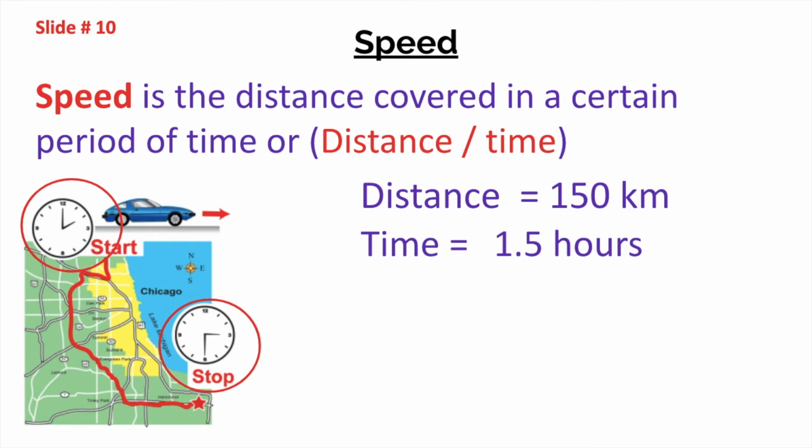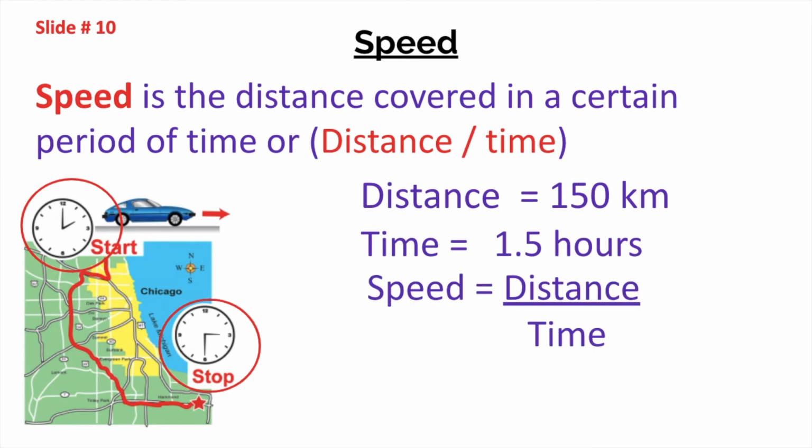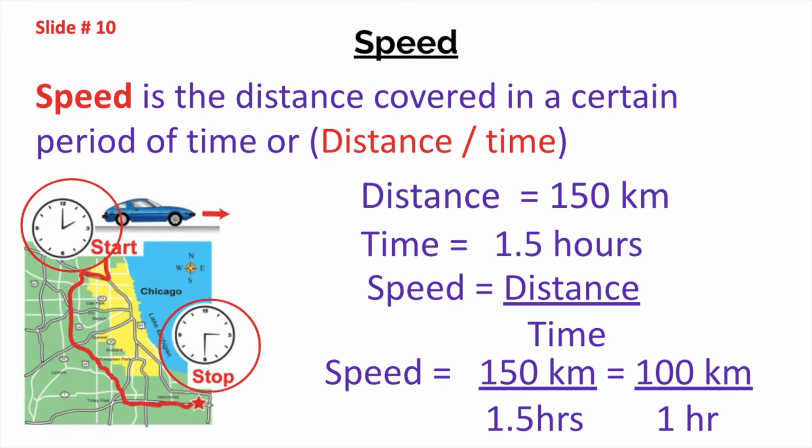I'm traveling around Lake Michigan. Maybe I'm going to go see Mr. Sullivan's family. If I'm going to take my distance divided by time to calculate my speed, I'm going to take 150 kilometers divided by 1.5 hours. When I simplify 150 divided by 1.5, I get that the average speed that I was traveling at was 100 kilometers per hour.